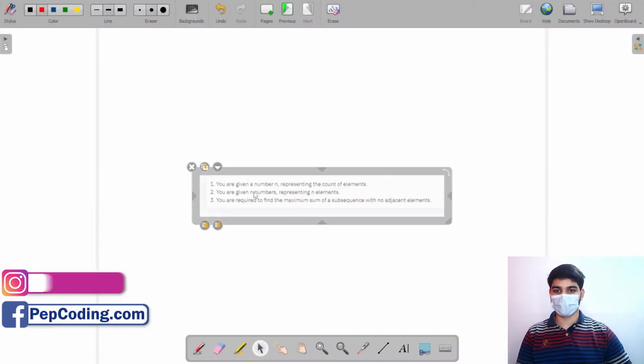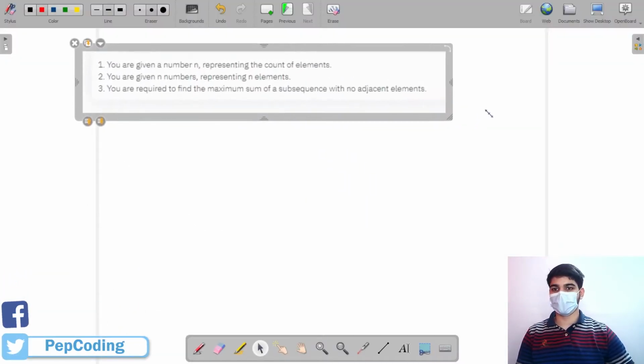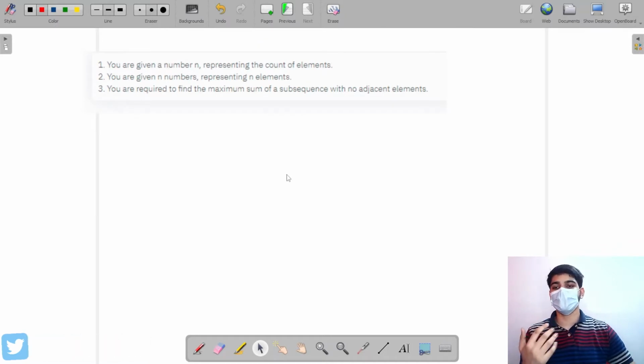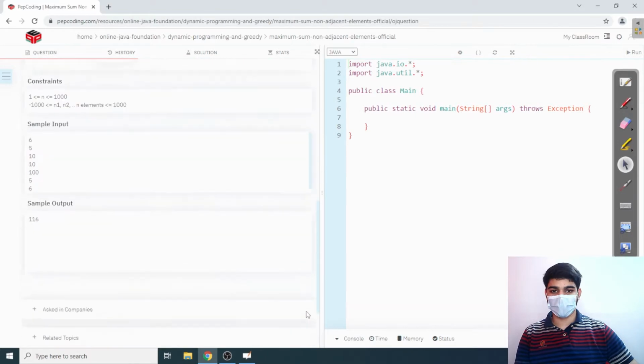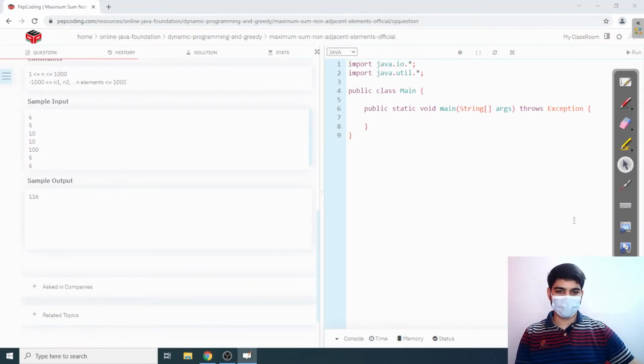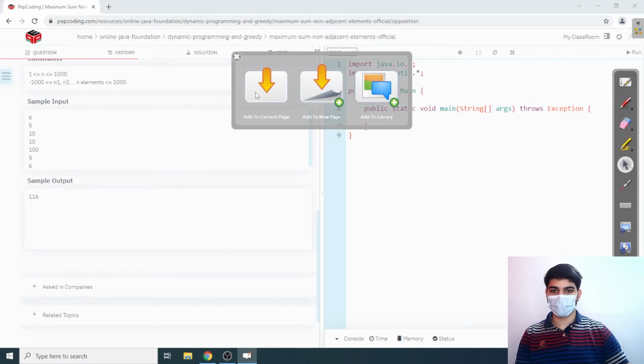If we read this out, it says that you are given a number n representing the count of elements, and then you are given n numbers representing the n elements, right? And the third part says that you are required to find the maximum sum of a subsequence with no adjacent elements. So you are required to find the sum of elements such that none of those two elements are adjacent to each other, right?